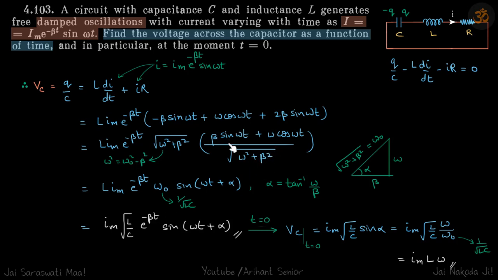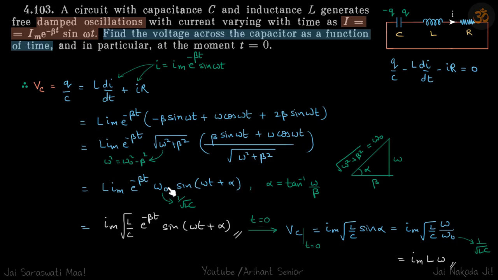So we can write this whole thing in the form of sine omega t plus alpha. Now about the other terms of this equation. We have this term root omega square plus beta square, and we know omega square is omega naught square minus beta square. So this whole thing becomes omega naught, root of omega naught square, that is omega naught. And omega naught, we know, is the natural frequency 1 upon root LC.